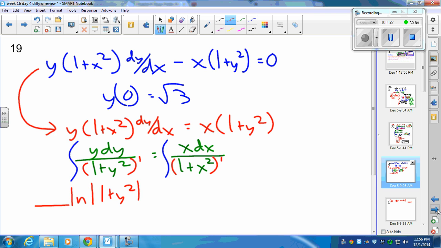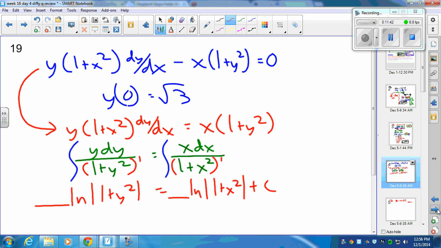I might be off by something. ln of 1 plus x squared plus c. I might be off by something. Remember, there's no exponent on the overall bottom, so I can say it's an ln right away. Now I just have to decide what I'm off by.